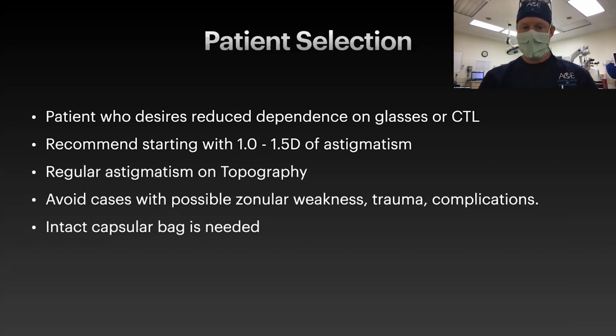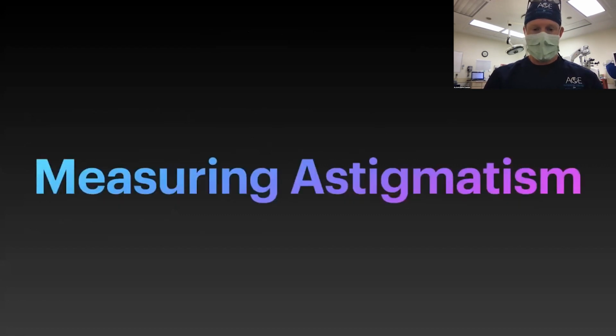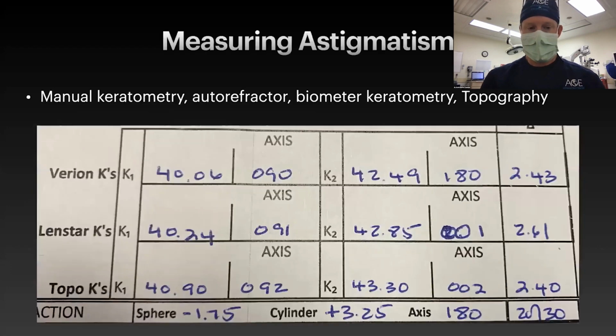You do want regular astigmatism on topography. You don't want to start with irregular astigmatism in cases of, say, keratoconus or ectasia or corneal scars. That's a whole different arena. So stick with regular astigmatism. And of course, you want to avoid cases that could have possible zonular weakness. So maybe pseudoexfoliation, post-traumatic cases, cases where you're expecting complications. Good dilation is important because you're going to need to see those toric marks on the lens. So when you're starting out, do not pick small pupils or patients that have posterior synechiae. And of course, you're going to need an intact capsular bag. That's always a requirement.